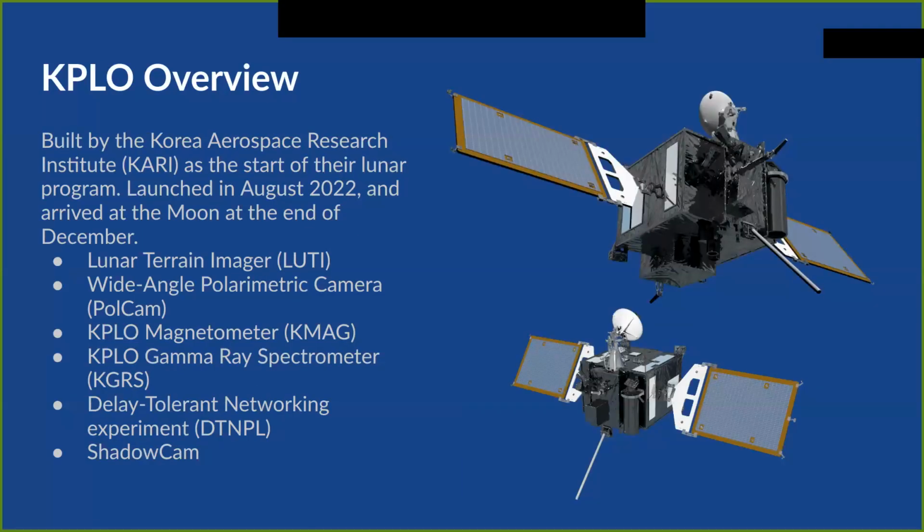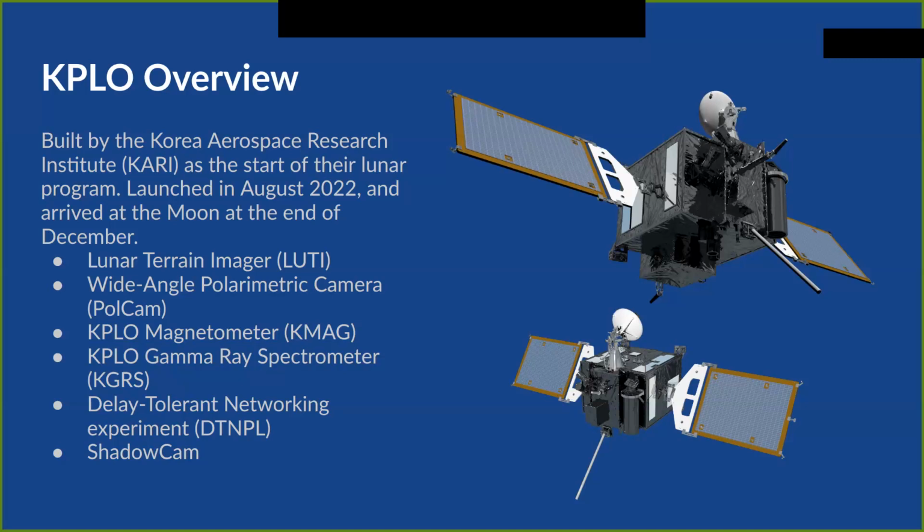So the third instrument we operate just went up last year on the Korea Pathfinder Lunar Orbiter. So this was built by the Korea Aerospace Research Institute as the start of their lunar program. Korea had never launched any satellite outside of the Earth's orbit before. And so this is kind of their exploration effort to do some mapping of the moon before they send additional missions in the future that'll include landers and rovers and that sort of thing.